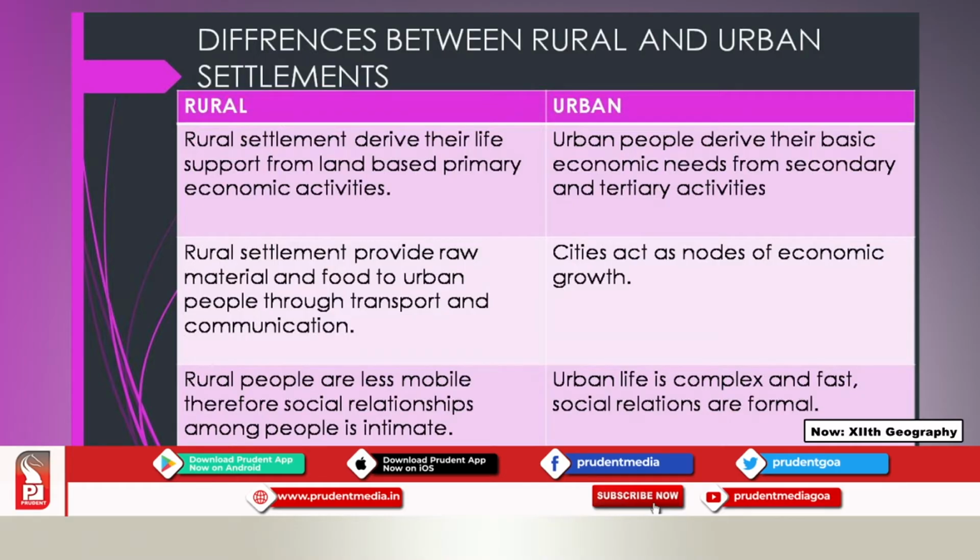The second very important point regarding rural settlements: rural settlements provide raw material to the urban areas, where the processing of the raw material takes place, wherein raw material is converted into finished or semi-finished products. At the same time, food is also supplied to the urban areas or urban settlements by rural settlements.